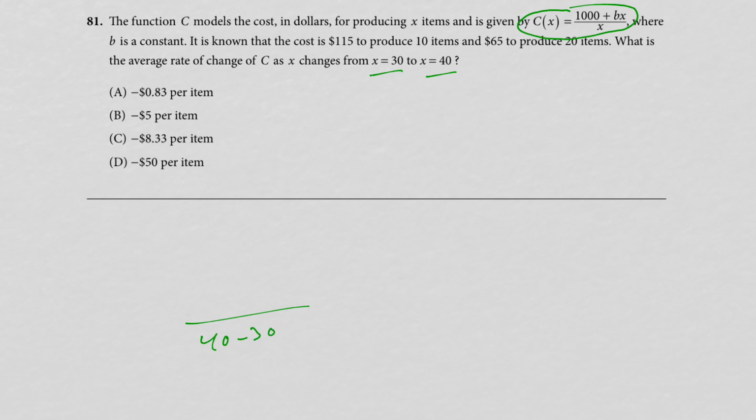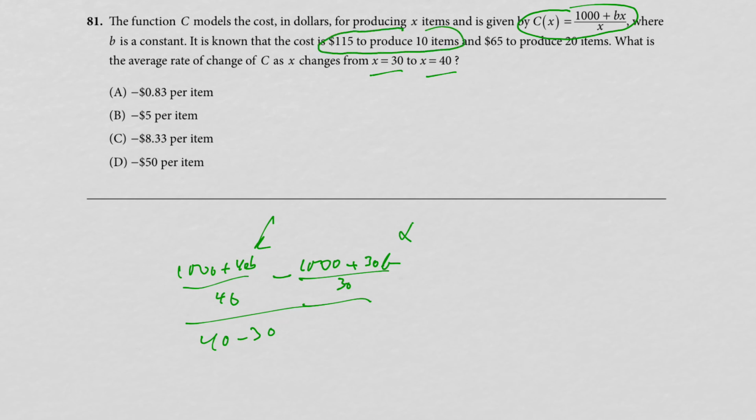divide the difference of 1,000 plus 40B over 40 minus 1,000 plus 30B over 30. So we have all this to do. The problem is we don't know what B is. And they tell us a couple of things. It's 115 to produce 10 items and 65 to produce 20 items. So I think we're going to have to find what B is.